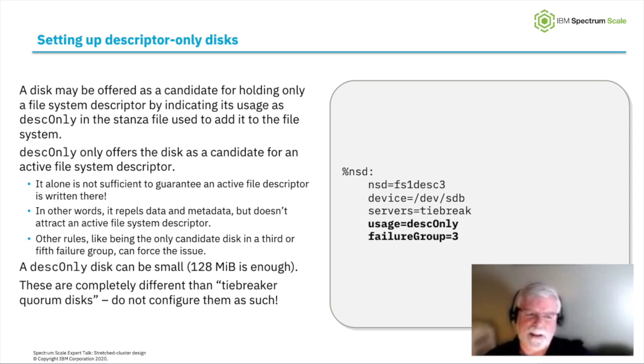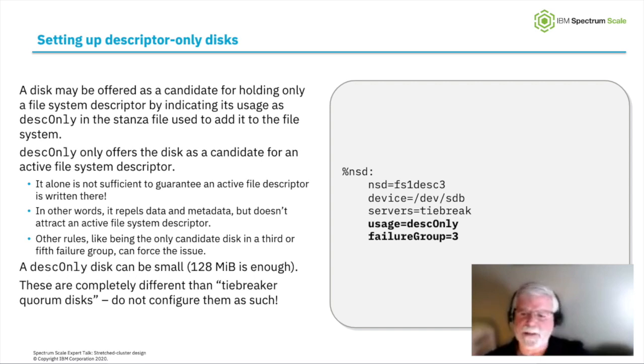You end up wasting a disk if you try to do that, except on your third failure group. So it only makes sense to do this in failure group 3. That descriptor-only disk can be small. 128 megabytes should be enough. You don't have to have a dedicated disk for that. It can be a partition. It can be a logical volume. Remember, you need one of these file system descriptor only disks for each stretched file system.